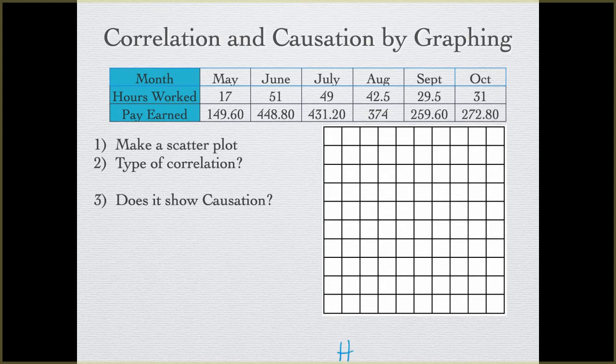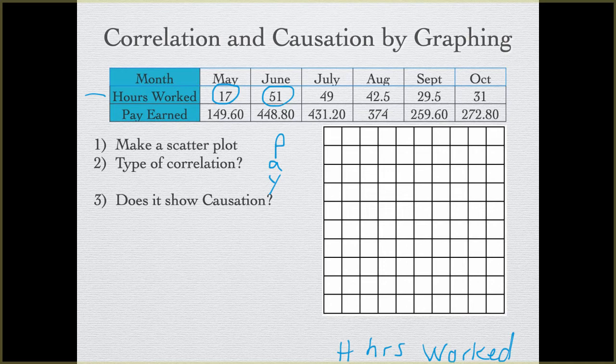And since our first variable here is hours worked, that is my horizontal. And the pay is the vertical. When we look at hours worked, we have a low of 17 and a high of 51. So we need to make sure we have a scale that's going to fit from 17 to 51.